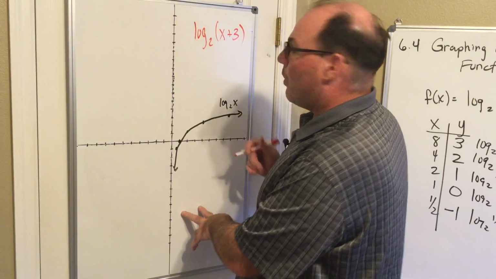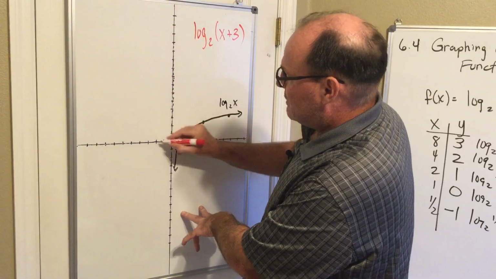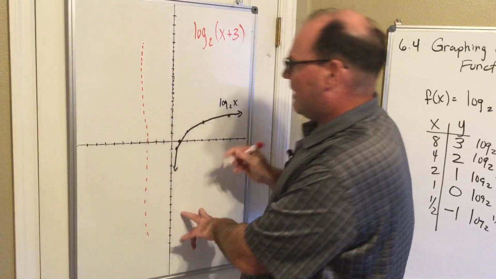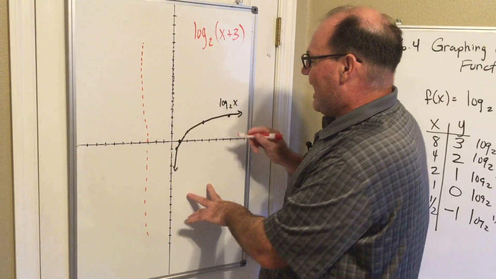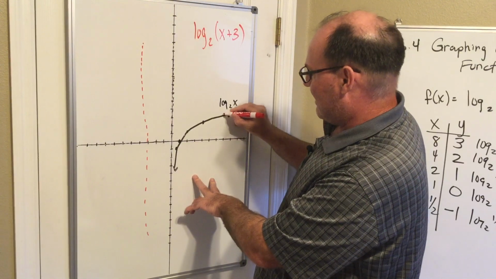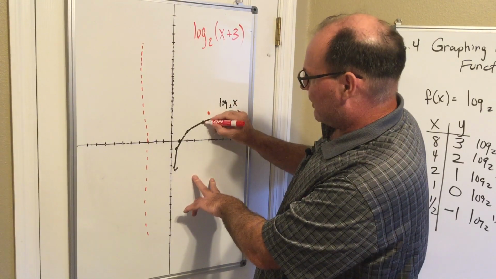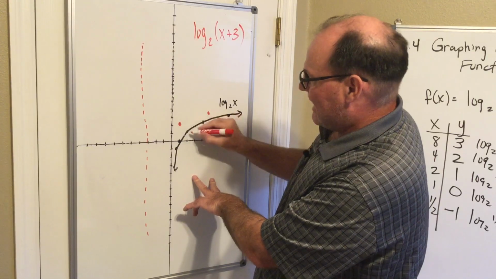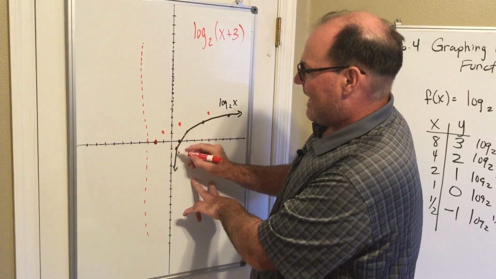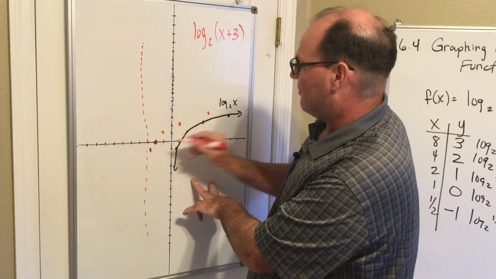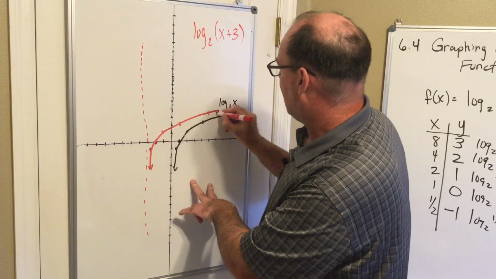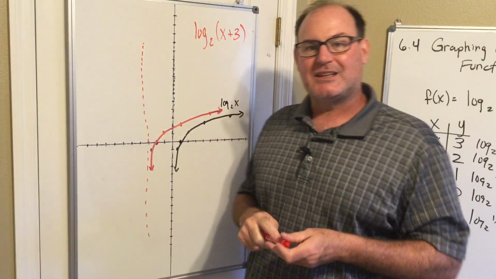So what I'm going to start with is my asymptote. I'm going to move the asymptote left 3 units. So I'm going to put a nice dotted vertical line right here. It's a little wavy there, but I think you get the impression. And then I'm just going to move all of these points left 3. So instead of 8, this is going to go 7, 6, 5. Instead of 4, it's going to go 3, 2, 1. Instead of 2, it's going to go 1, 0, -1. Instead of 1, it's going to go to -2. And instead of a half, it's going to go to -2.5. So this is my log base 2 graph. That's my log base 2 graph moved left 3 units.